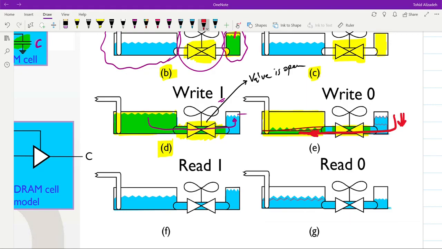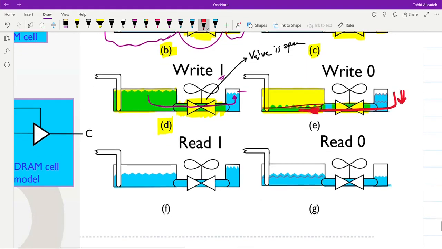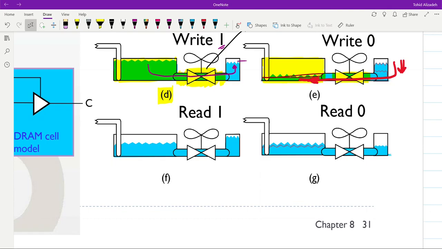But when we want to read from the small tank, let's say, we want to read from the memory cell, we again need to open the valve. That's what you see here. When we want to read the value from our tank, we just open the valve.